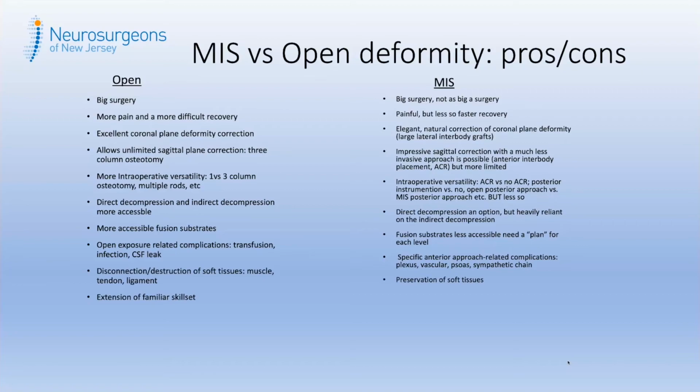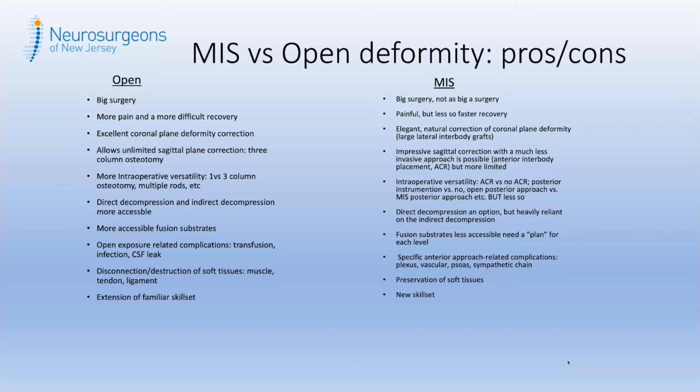Open deformity is an extension of a familiar skill set. So from a learning perspective, going from open spine surgery for degenerative disease to open deformity is an easier segue, whereas MIS is often a new skill set, although maybe the residents at the Bear are laughing at me because they're so exposed to this that it's just part of their skill set.